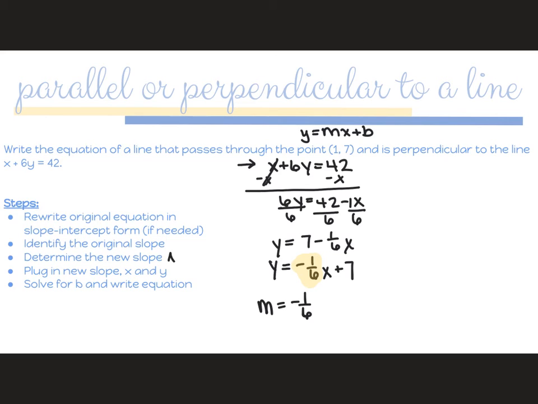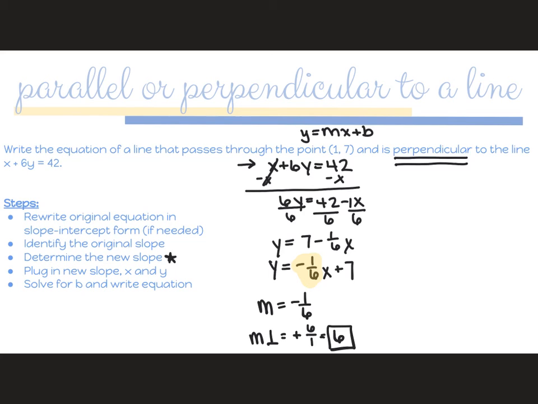Then we need to determine our new slope. So if we recall, our original example said perpendicular. So perpendicular means they are opposite reciprocals. So I'm going to flip this upside down and switch the sign. So if I flip our original slope, I'll have negative 6 over 1. When I switch the sign, it becomes positive. So really, my new slope is positive 6.